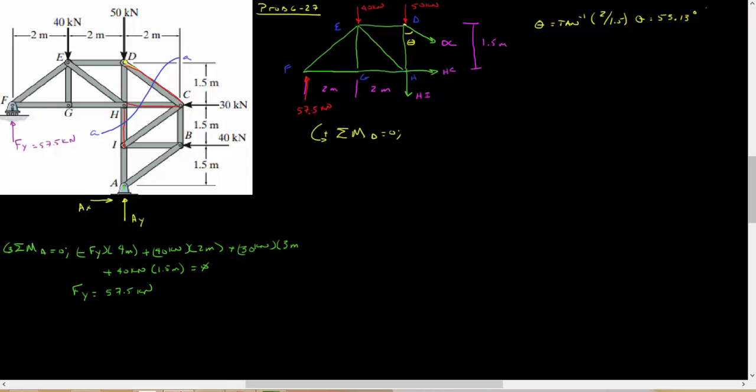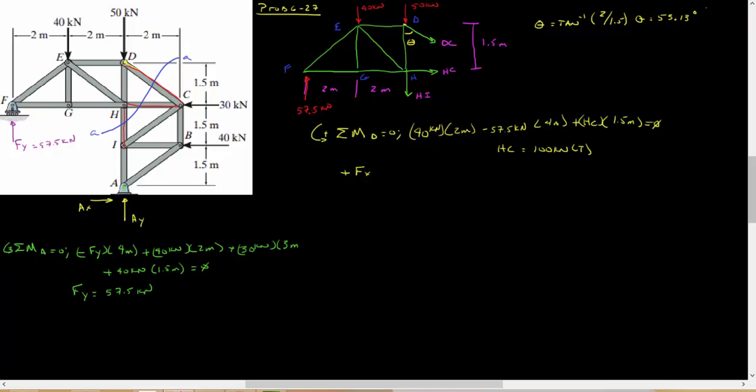So summing our moment about point D, I had 40 kilonewtons times 2 meters. So 40 kilonewtons times 2 meters, that's going to be positive, minus 57.5 kilonewtons. Now I've got my reaction force, and that's going to be times 4 meters. And then what I'm solving for, HC times 1.5 meters, is all equal to 0. So we get that HC is 100 kilonewtons in tension.